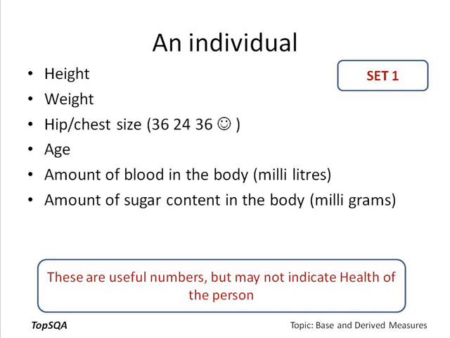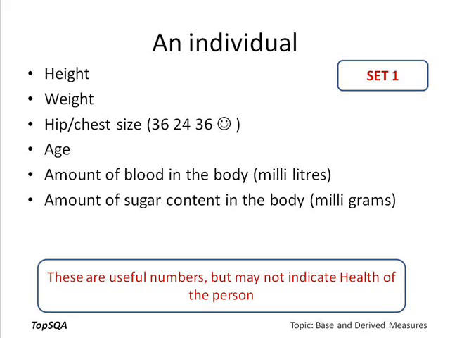All right. So it will be these things like height, weight, hip or chest size, age, amount of blood in the body, that's also a number, amount of sugar content in the body, again that's also a number. And there could be many more numbers, right? Now these are all describing some facets about the individual, but does it really indicate the health of the person if that's our objective? May not be.